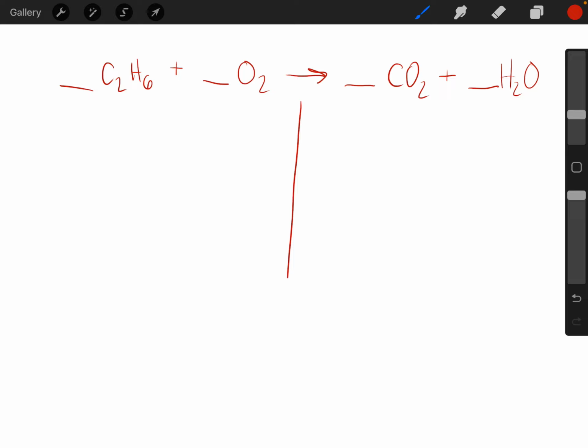The only thing that we're allowed to do is multiply by a coefficient. We cannot change subscripts, and we're not allowed to multiply by half a molecule or a quarter of a molecule. We have to use whole numbers. Let's quickly go through balancing this, and I'll show you where the trip up happens, okay?